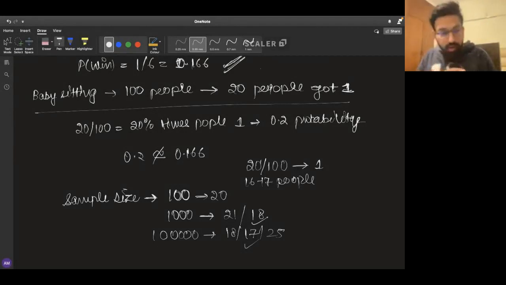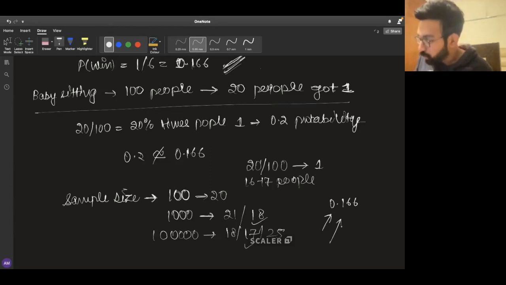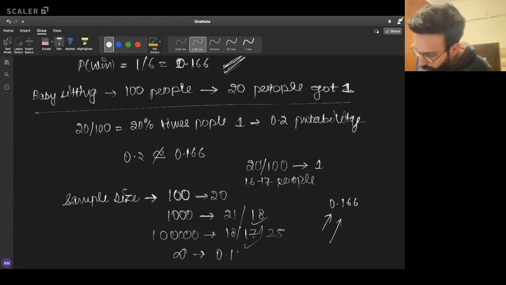start getting more and more close to your theoretical answer. So the theoretical answer told you that the probability of getting, let's say, 1 out of all these numbers was 0.166. So you did this experiment with 100. It could have been 20, it could have been 11 or whatever. As you increase to 1000, it will go closer to 0.166. As you increase it to 1 lakh, it will go closer to 0.166 more. It will become probably 17 or 16 point something. And as you keep on increasing and go till infinity, this will become 0.166 exact.